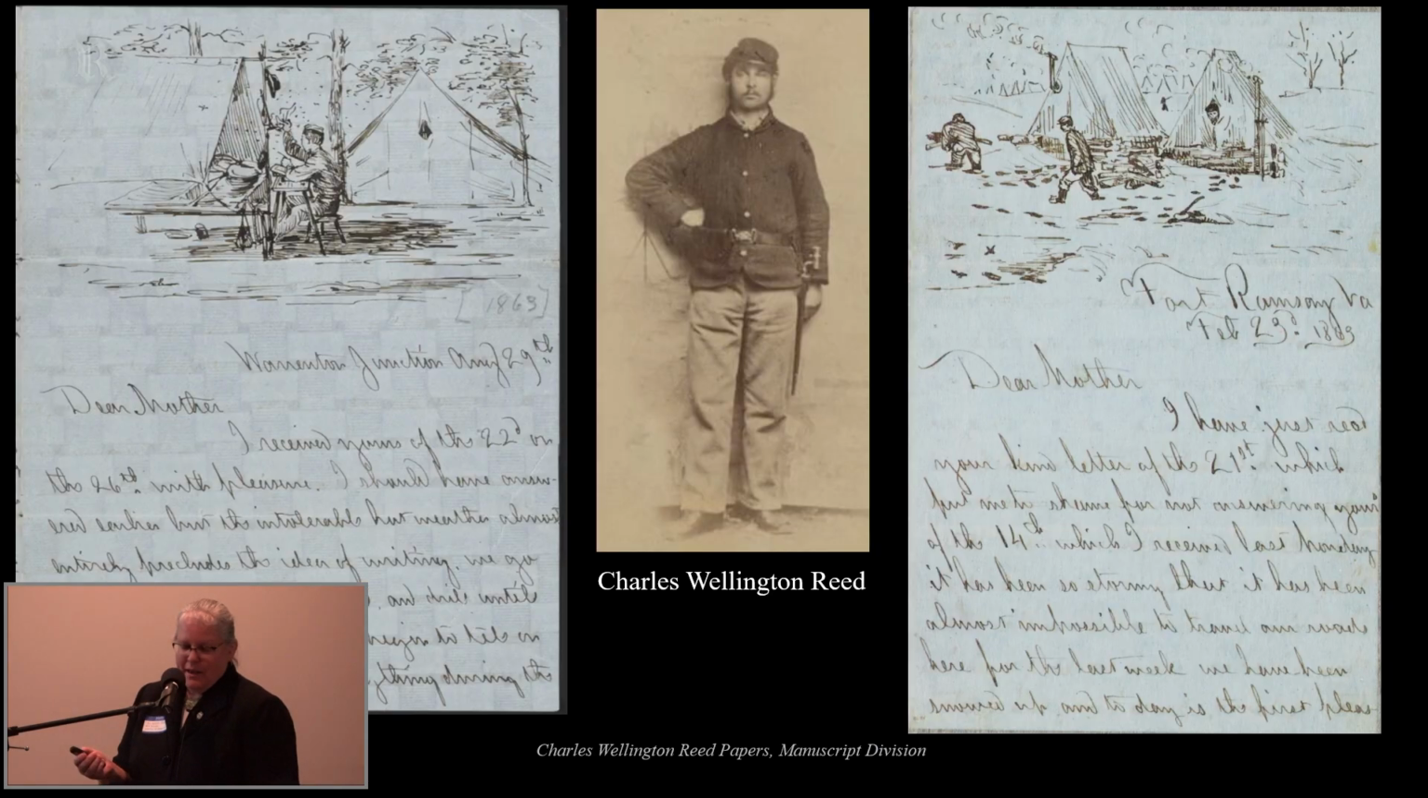And finally, let me introduce you to Charles Wellington Reed, a bugler and topographer with the 9th Massachusetts Light Battery, who spent nearly the entire war within a 150-mile radius of Washington, D.C., from Gettysburg to Petersburg. A natural left-hander who refused to switch, and I don't know if you can see, but in the one on the top left, he's actually writing with his left hand, so you can see him doing that.